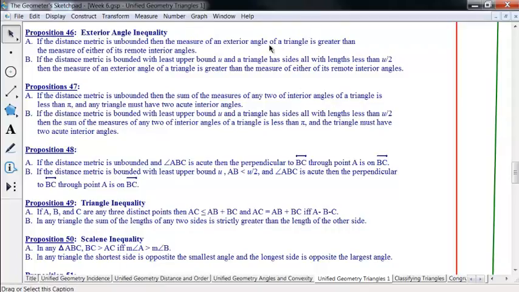And so this one, you're going to be able to use 46 to prove 47, and 47 is going to end up saying that the sum of any two interior angles of a triangle is less than pi, and there have to be at least 2 acute interior angles. And that's also true in the spherical case if the triangle again has sides of less than pi over 2 in length. But if the sides get bigger than that, then that fails.